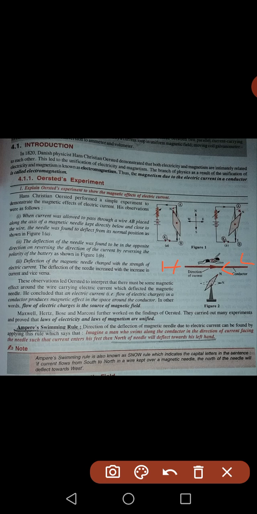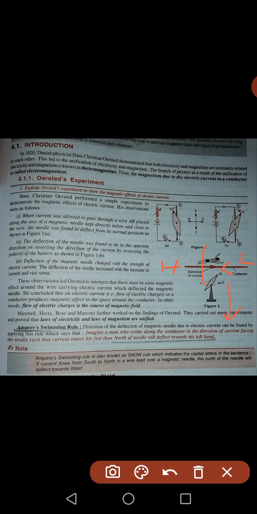So north will deflect towards left. If this is the head of the person, the left side for the person is this side. So north will deflect towards left. That means this north will go this side and this south will go this side. So the direction of deflection of the needle will change as the current in the wire has changed its direction. In this way we can detect in which direction the needle will deflect.